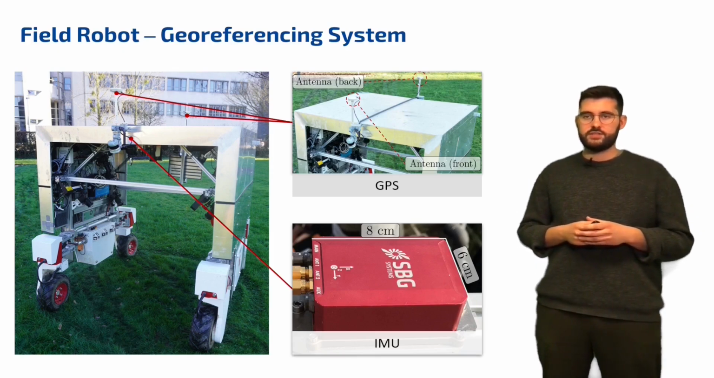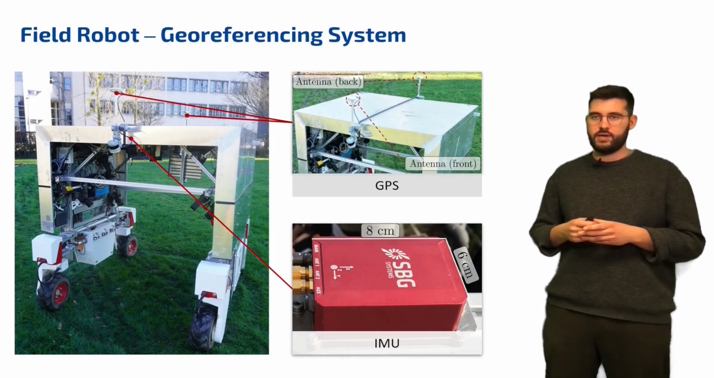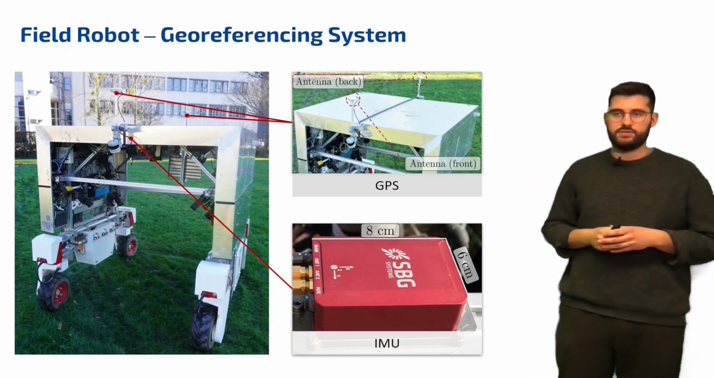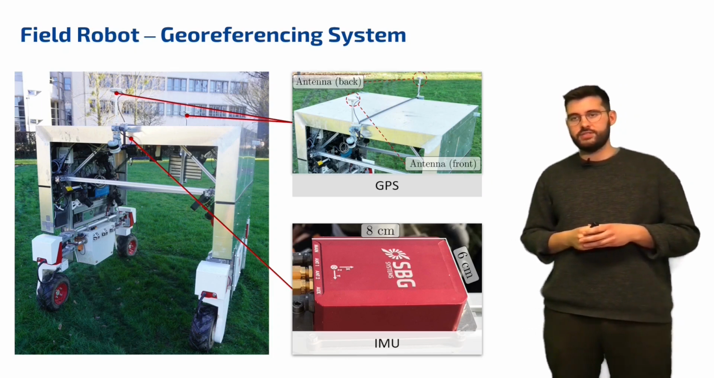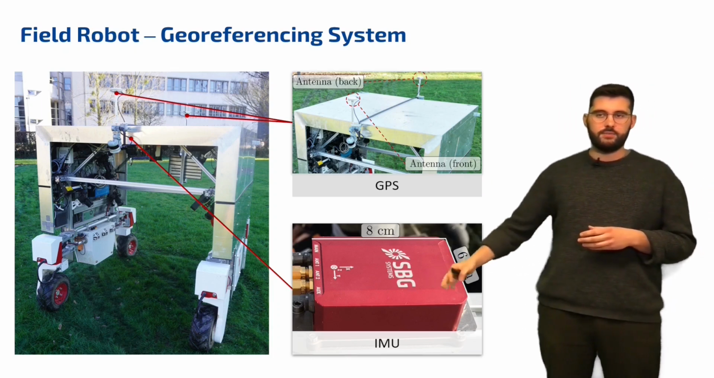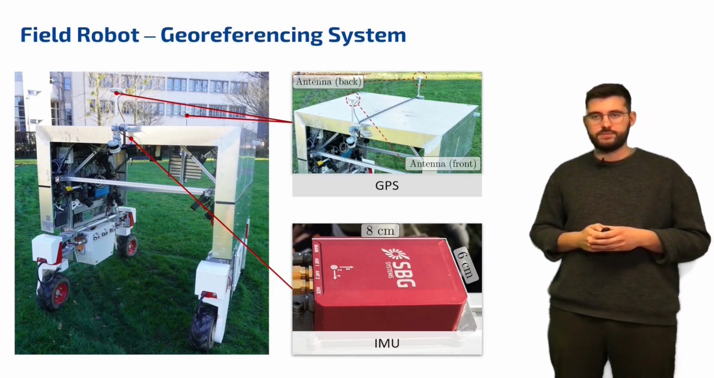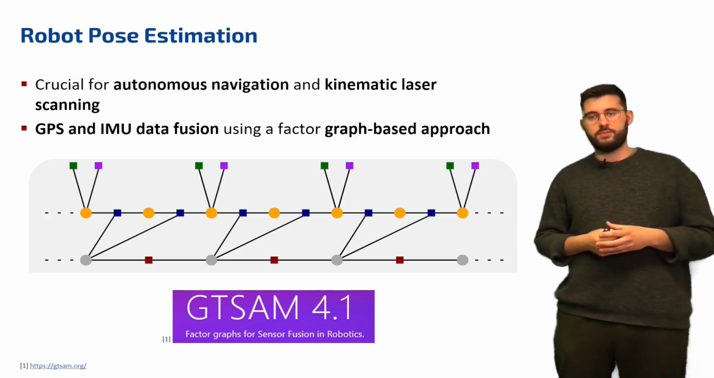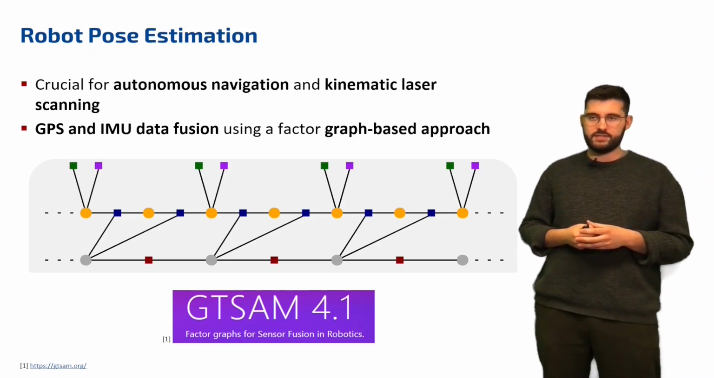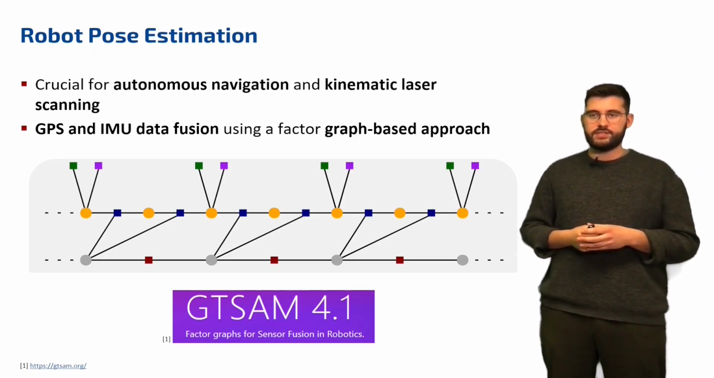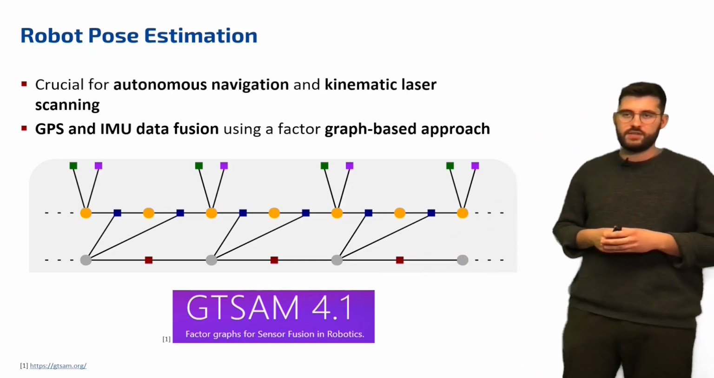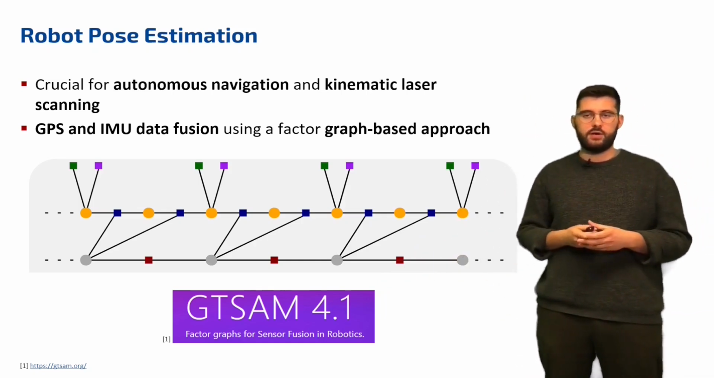The georeferencing system consists of RTK GPS, so we have on board 2 antennas, the front and the back antenna, giving us a position and heading information, and we're also using here the IMU for the relative change of the pose. Why is the pose crucial? So we need it for the autonomous navigation, but also for the kinematic laser scanning, for the reconstruction. And we decided to use a factor graph approach, and we implemented this using the GTSAM library. And this gives us a precise global estimate for the robot poses.